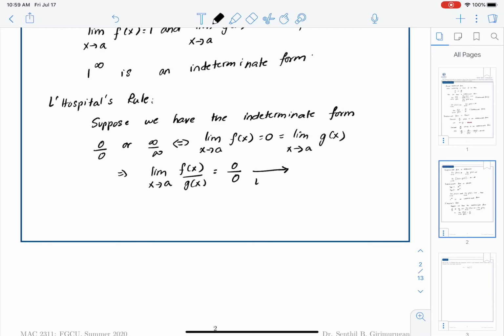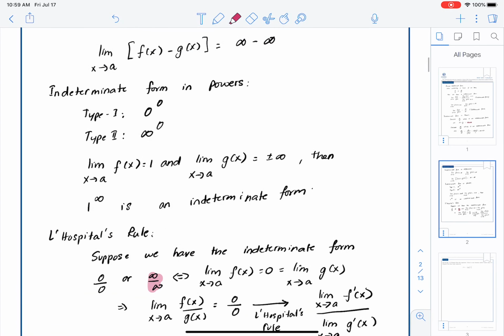Now, that is an indeterminate form, and what the rule states is if we want to evaluate the limit, the moment we recognize that something is an indeterminate form, we take the limit of the numerator, but instead of using f of x, we take the derivative of f of x divided by the limit x approaches a, the derivative of the denominator function. And then we would have the answer. Same argument applies for the indeterminate form of the type infinity over infinity.